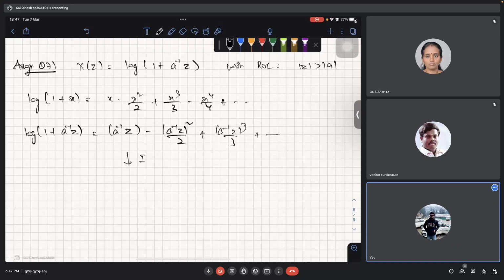So once you have the z power terms here, you can find out the x of n. This is pretty straightforward. This question is clear?